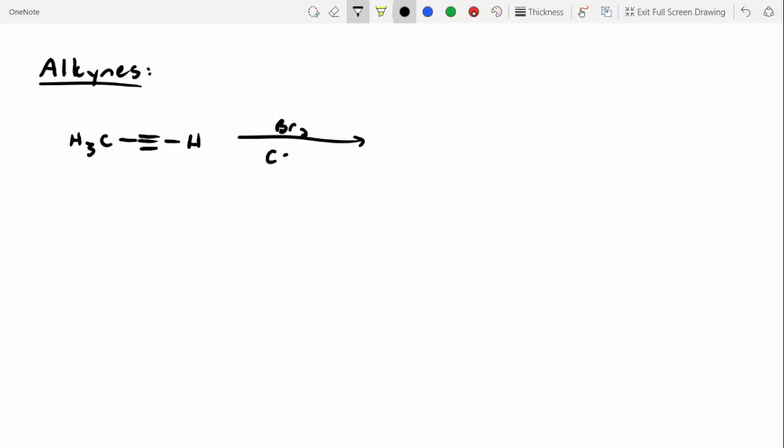All right, this time we're going to use bromine, so Br2, and we're going to use carbon tetrachloride. Carbon tetrachloride is not used in very many reactions because it's pretty bad for the environment and it's known to cause cancer. However, in this reaction, you have to use it. It's one of the only reactions where you're kind of stuck with using carbon tetrachloride. The mechanism for this isn't super well understood, but you do end up with what you would expect.